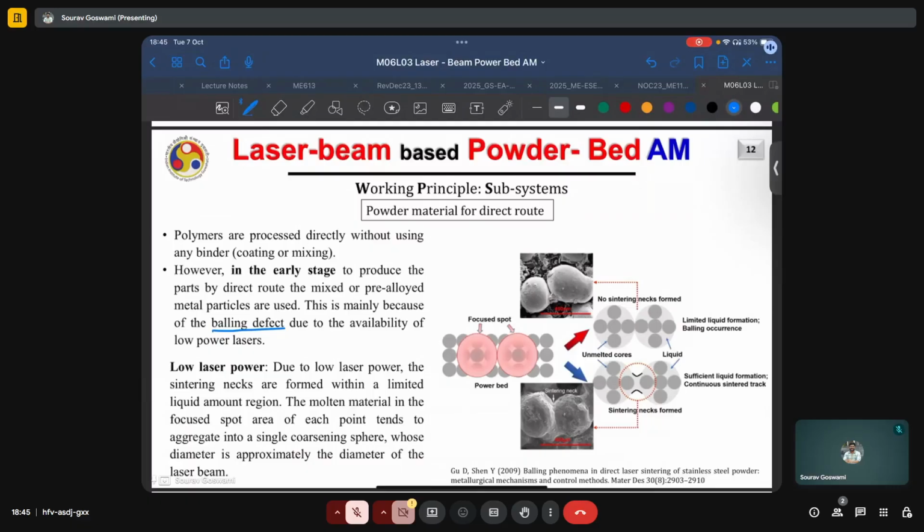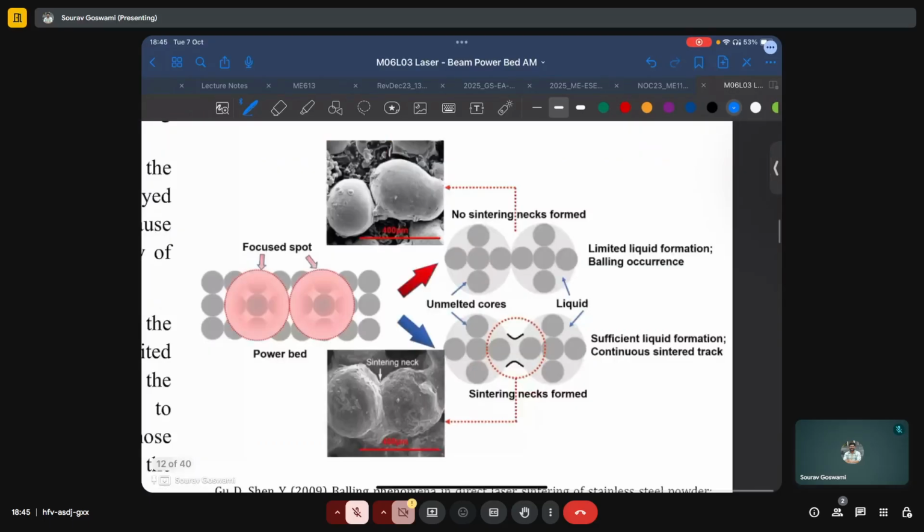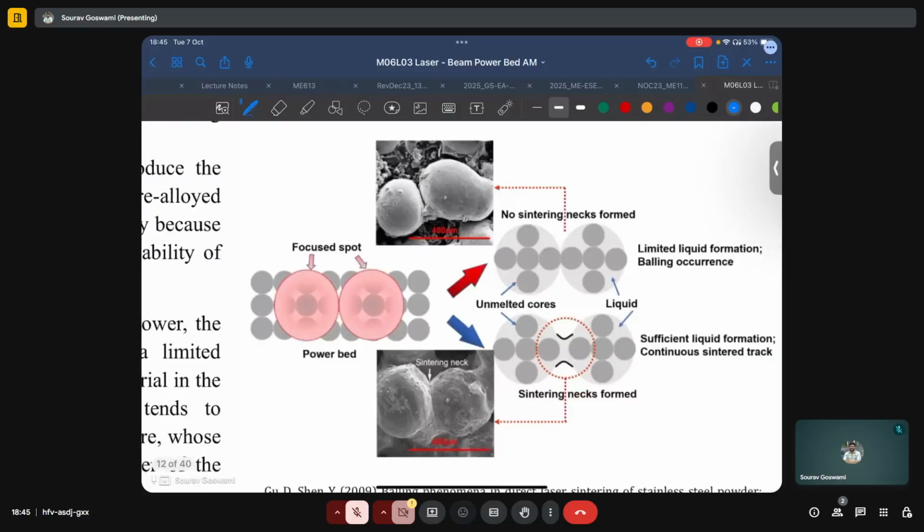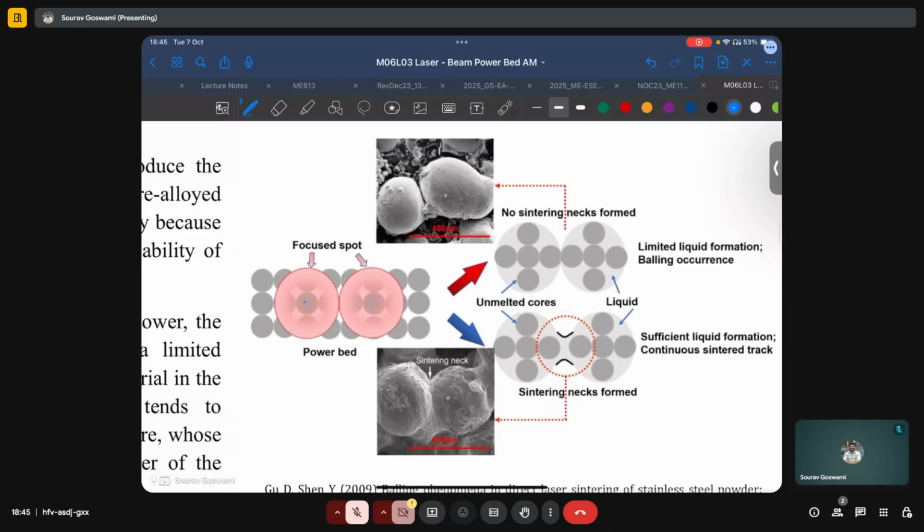And due to low laser power, the sintering necks are formed within a limited liquid amount region. The molten material in the focus spot area of each point tends to aggregate into a single coarsening sphere whose diameter is approximately the diameter of the laser beam, leading to the balling effect. And here it is also illustrated. So we have, say, approximated the motion of the laser at two discrete time steps by these two laser spots.